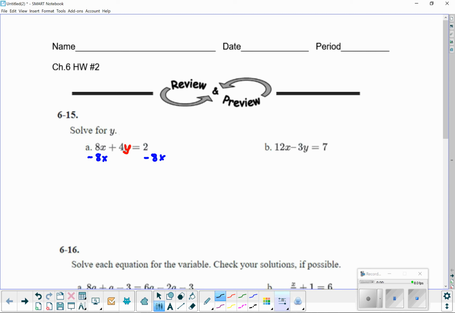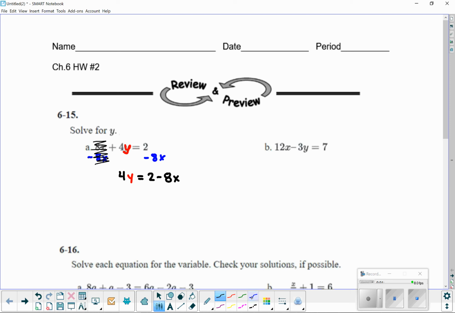Okay, and when you do that, your 8x will cancel out, and you will be left with 4y equals, right? But now you cannot combine the 2 and the negative 8x. So the best you can do is call it 2 minus 8x, or you can call it negative 8x plus 2. However you want. I'm going to leave it as 2 minus 8x, because I know a lot of you guys are just going to see it that way.